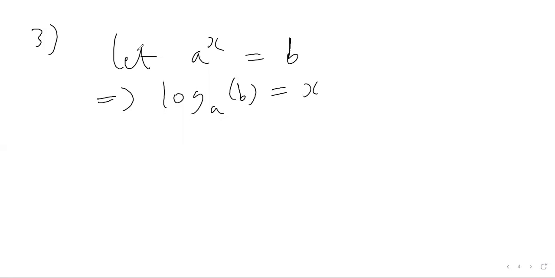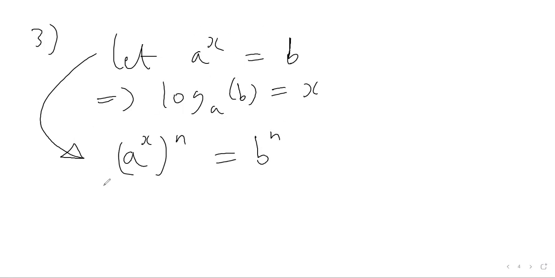What I'm going to do now with the original equation that we started with is raise this to a power of n. So I'm going to do a to the power of x all to the power of n is equal to b to the power of n. I'm just raising both sides to the power of n, where n is just some random real number. Then we can use our laws of indices here. So that means that a to the power of x times n is equal to b to the power of n. Okay, so we know that.